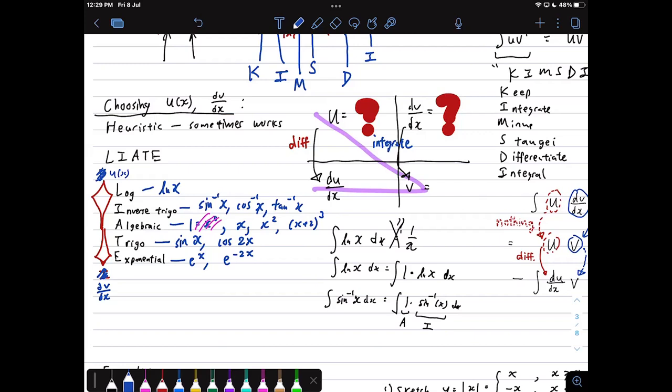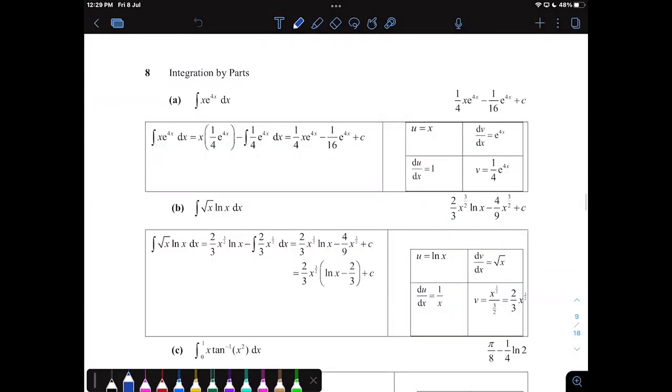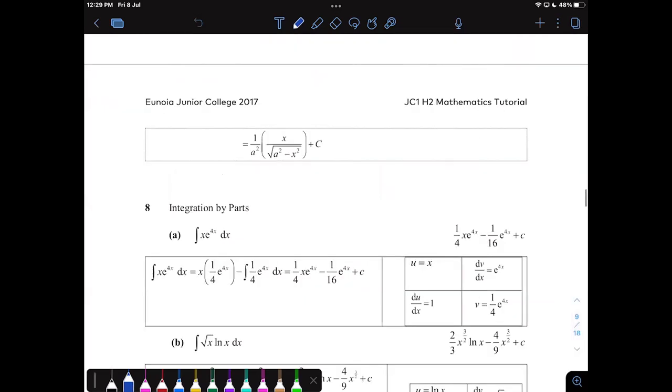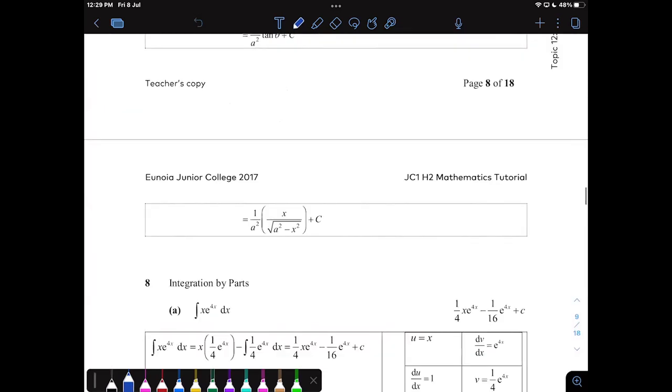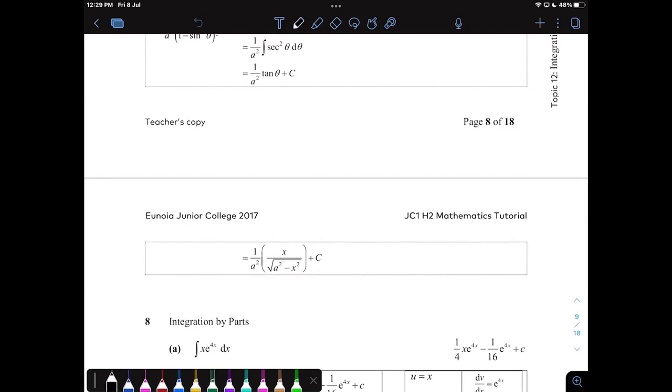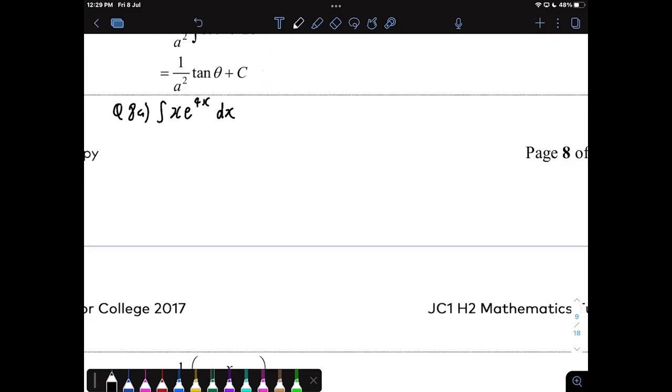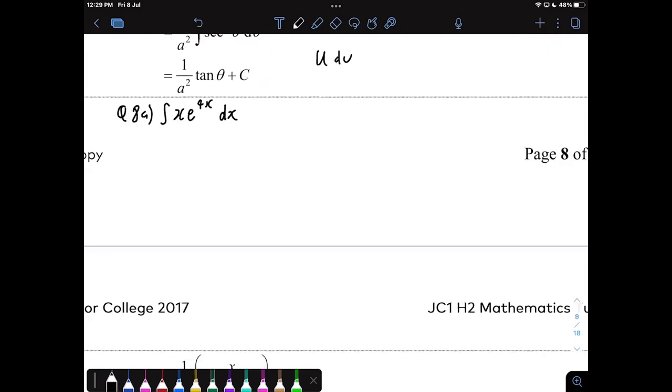Let's just go through one example on integration by parts in the solution. Let's pick one. Okay, I'll just go through part A then. x times e to the power of 4x. I'll just scribble down somewhere over here. This is question 8a. Integral of x times e to the power of 4x dx. So remember the formula: integral of u dv is equal to uv minus integral of v du.